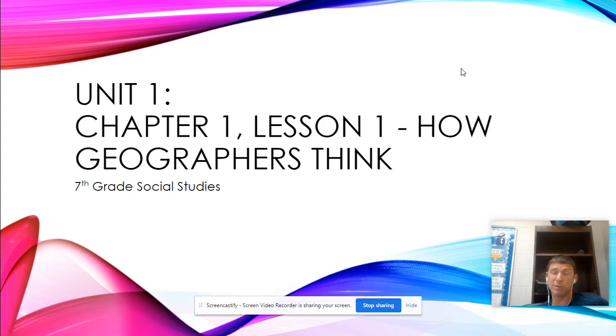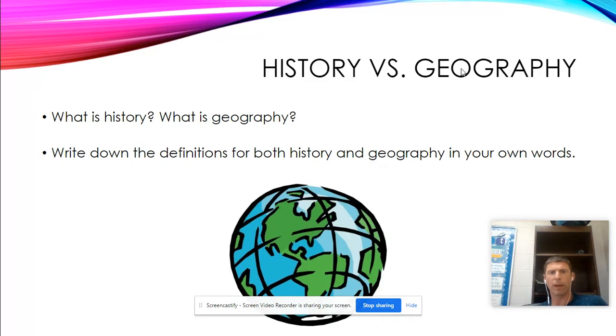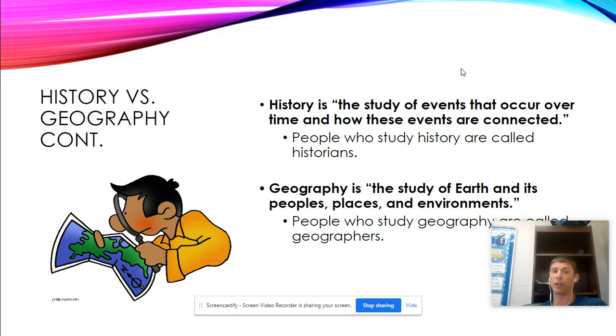Now, the good news is that a lot of this chapter should really be a review from 6th grade because it's all about just the tools that geographers use, how they think. So a lot of the terminology in this chapter should be very familiar to you, so we can kind of move past that. But the first part of this chapter deals with understanding history and geography and what those really are.